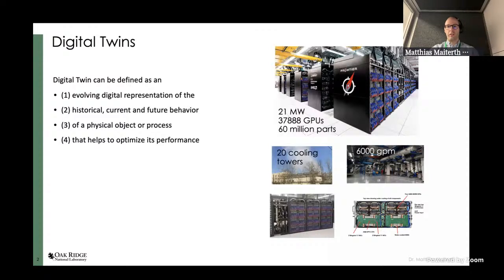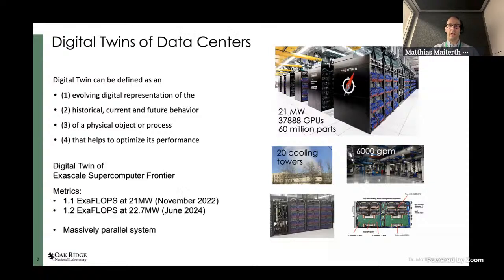The system that we're interested in is Frontier. That's the first exascale supercomputer with over 37,000 GPUs when it was first installed. There's a lot of infrastructure around it. We have 20 cooling towers on the building, which pump 6,000 gallons per minute. And on the bottom left, you see one cooling distribution unit supporting 3 racks, and also as an example, one of the nodes in there.